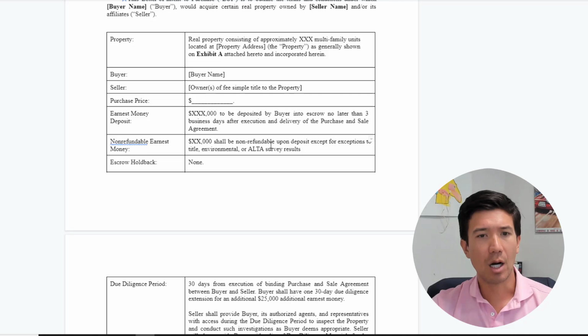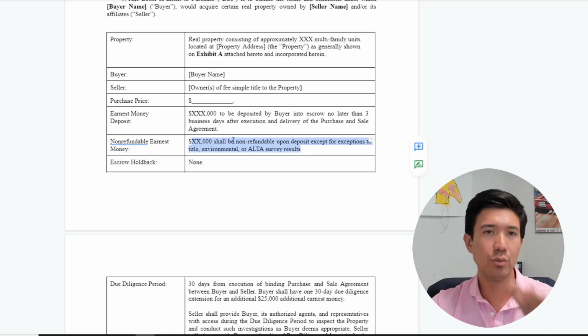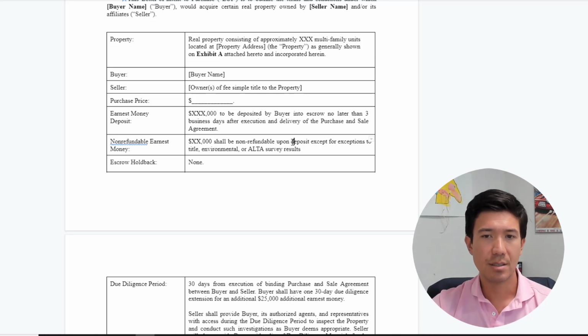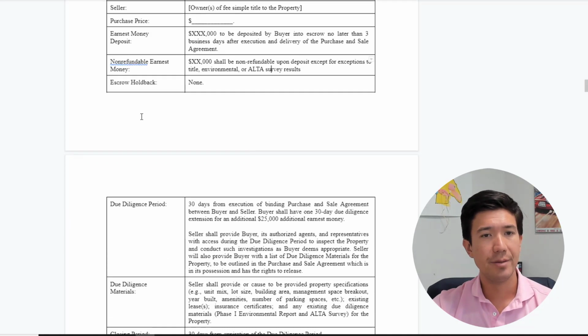Non-refundable. Are we going to have non-refundable earnest money? It really just depends on the market. It depends on the property. We still are seeing non-refundable earnest money on deals. It really is for good properties at an attractive price. The seller really wants that. You can be willing to put that in with maybe some carve-out exceptions for title objections, environmental issues, or survey results. Escrow holdback. This one's a new thing.